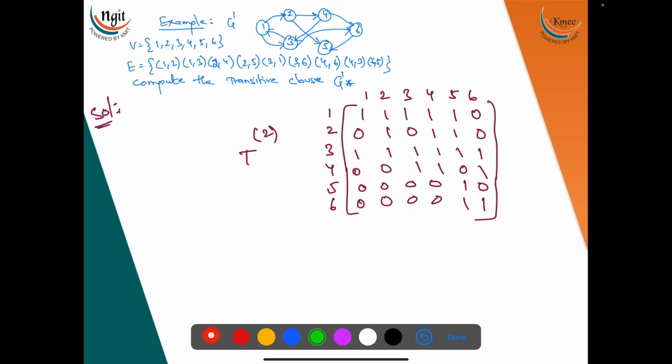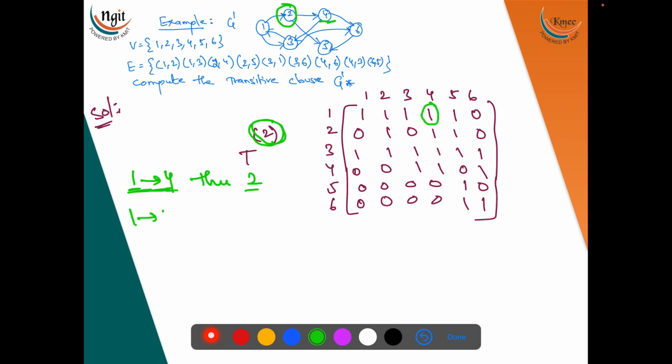Now I am updating T2. T2 is what? The second vertex should be used as the intermediary, and through this reachability I have to reach the other vertices. Now we'll see for which vertices 2 is an intermediary. I can go to 4 through the second vertex. That means 1 to 4 I can reach through the second vertex, so the 1 to 4 value will get updated with 1. Earlier it was 0. You can check.